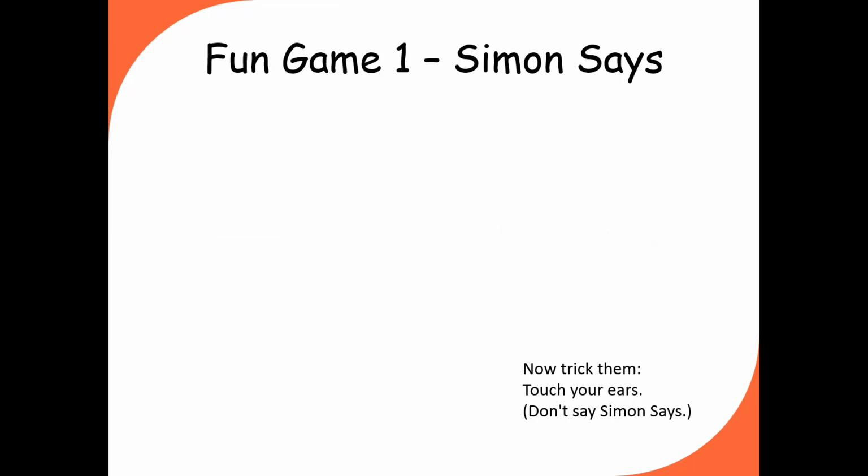So, fun game time again. This is the fun game we are going to play. So, the instruction is you will only perform the activity when I say Simon says. If I did not say Simon says, do not perform any activity. That is the instruction. So now, only do the action if I say Simon says.